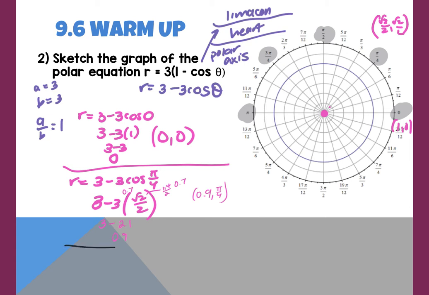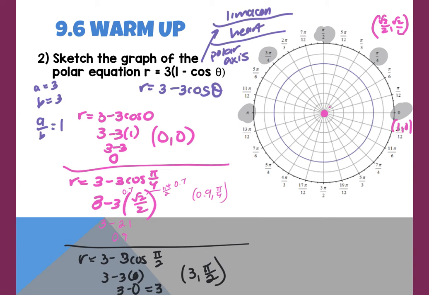Then I go to the next one, so I'm going to plug in pi over 2. 3 minus 3 cosine pi over 2. The cosine at pi over 2 is 0. 3 minus 0 is 3. So 3, pi over 2. So at pi over 2, you're at 3. And then I would go to 3 pi over 4. The coordinate point there is negative root 2 over 2. So we just said that this is 0.7. 3 times a negative, minus 3 times a negative 0.7 means this is plus 2.1, and that's 5.1.